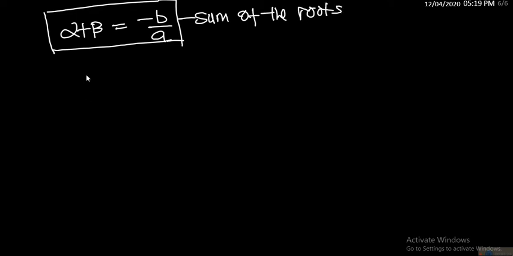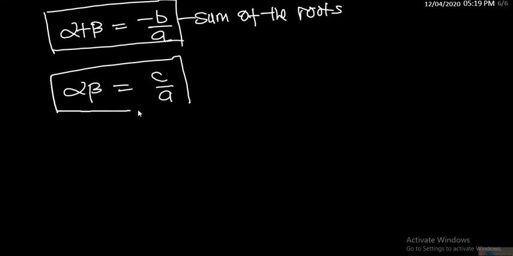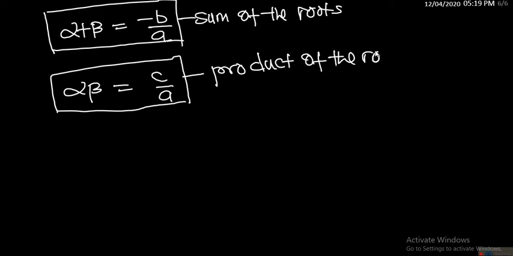Also, if you compare the constant from the second equation, we have alpha beta. From the first equation, we have c over a, and this is the product of the roots. So this is how to generate the sum and product of the roots. Now with this formula at hand, let us give examples.